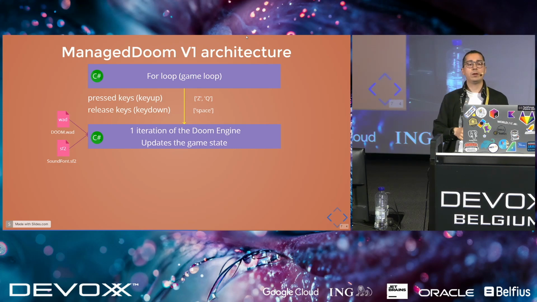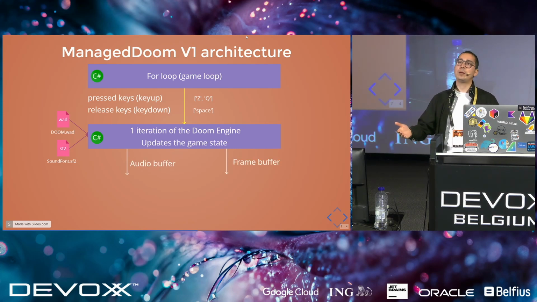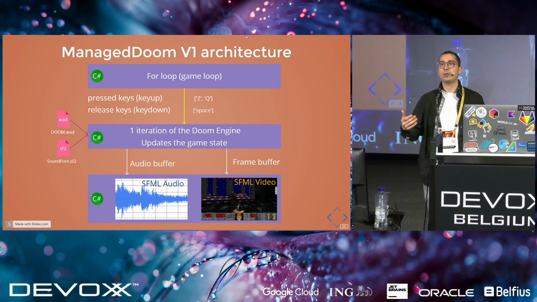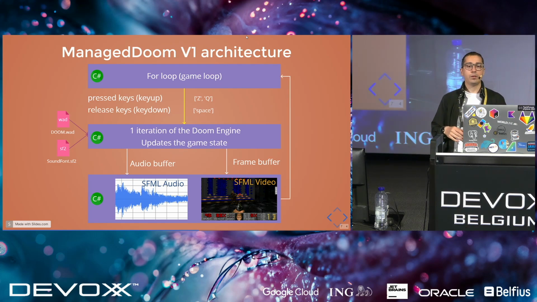So we give this into the Doom engine, and it updates the game state for the frame. It generates an audio buffer and a frame buffer, which is rendered on the screen and played thanks to the SFML library. So, of course, this is iterated infinitely.